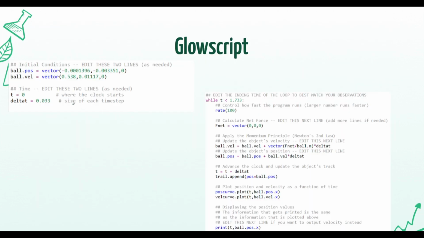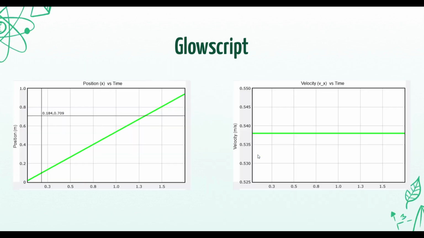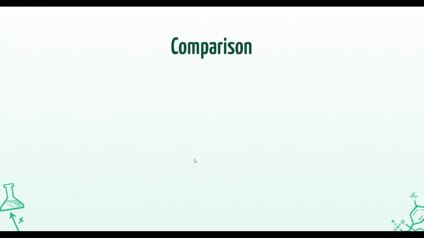Here's the code group. On the left, you can see the initial conditions, and on the right, you can see where we updated the ball's velocity by dividing F net by the ball's mass. That's to get acceleration, and in this computer example, F net is equal to 0. And then here are the graphs for the computer model.